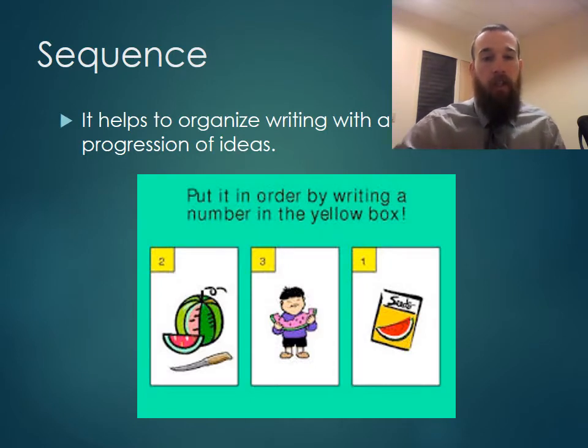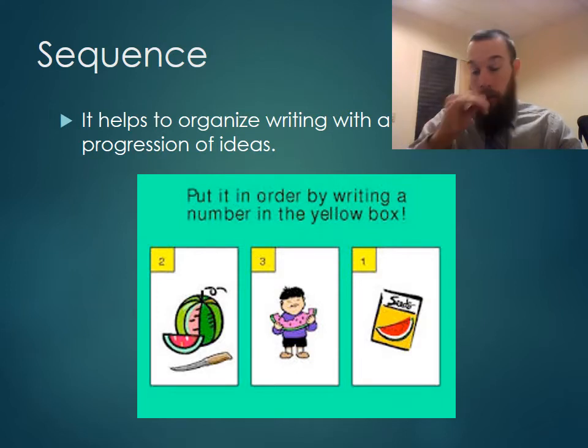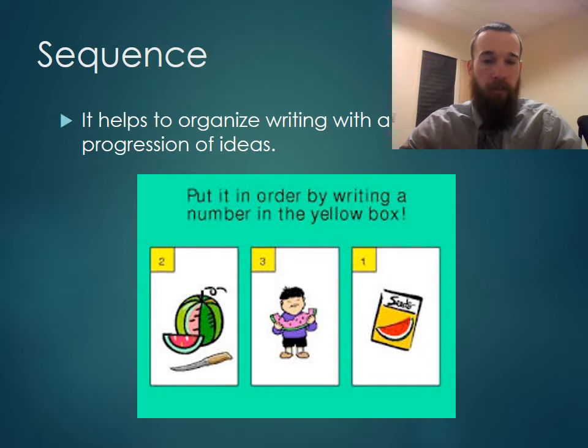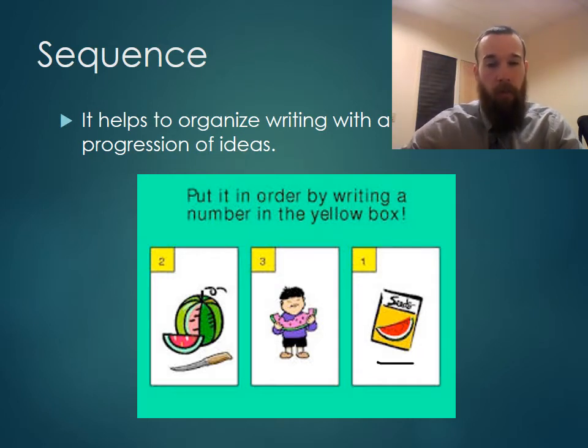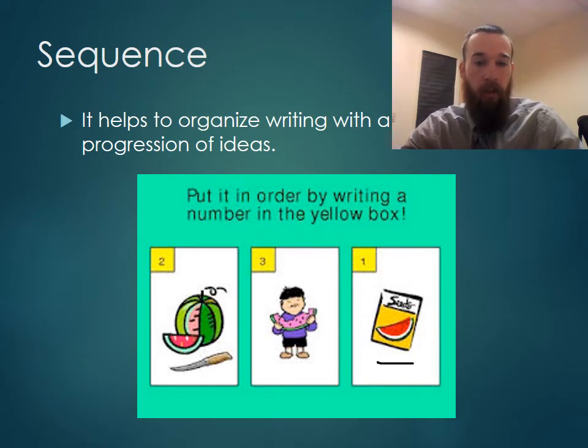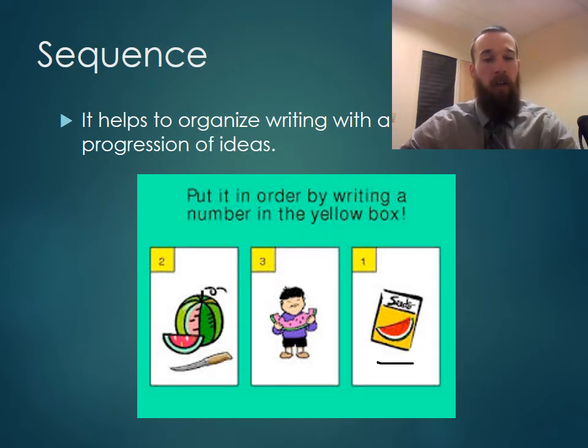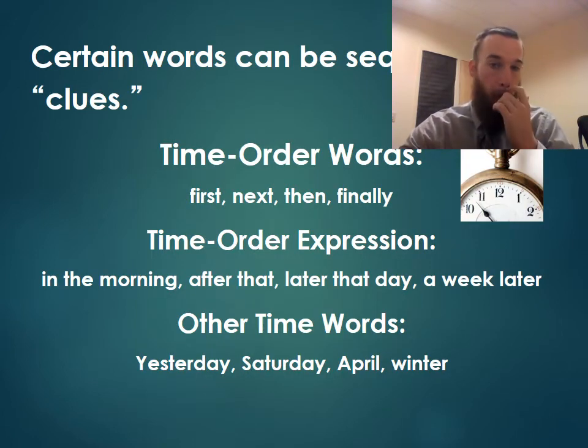So in our example here, it helps to organize writing with a logical progression of ideas. So things happen the way you think they should. In our example down here, we have three different things. We have a bag of seeds, we have a watermelon, and then we have someone eating the watermelon. So obviously your first thing would be planting the seeds, growing the watermelon, and then eating the watermelon. So you want to put that in order so that things are happening as a sequence, and we can understand why one thing happens logically after the next.